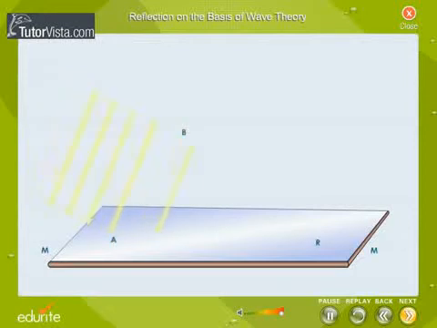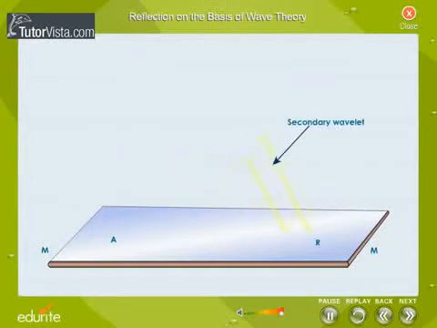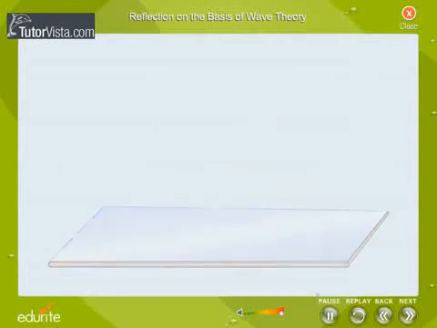Let AB be the incident plane wavefront advancing with the velocity v in the direction indicated by the arrows. The wavefront first strikes the reflecting surface mm at A and then at successive points towards R. According to Huygens principle, each point on the surface becomes a source of secondary wavelet. These secondary wavelets travel in the same medium.